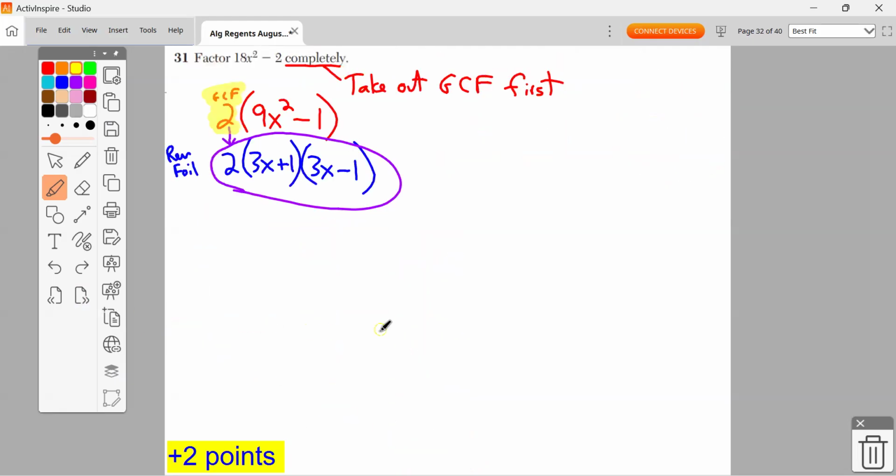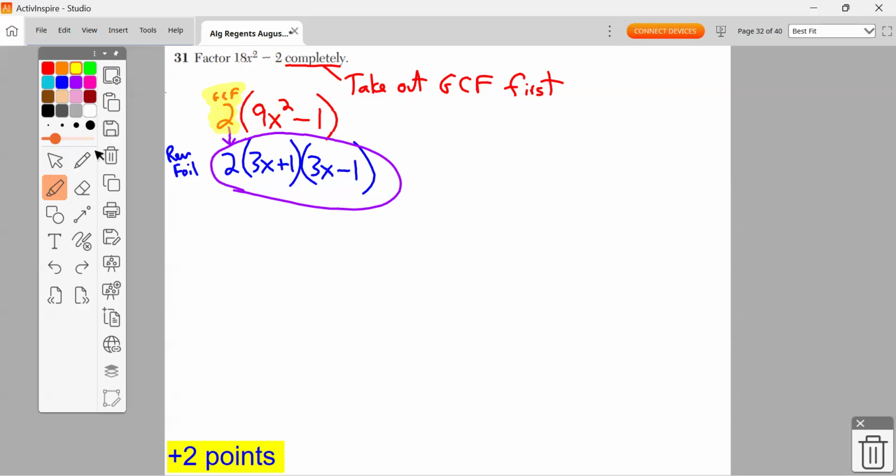In question number 31, what you want to do is factor completely. Anytime that you have this question on the Regents exam, it seems like you always have to factor out the greatest common factor. So that's what we want to do again on this one. 2 goes in evenly to 18 and 2, so I can factor out a 2. Now, sometimes they have you factor out an x as well, but this term doesn't have an x, so I can't do that. So all that I'm doing is factoring out the 2.